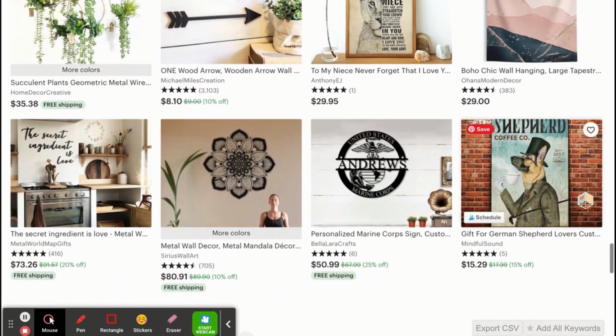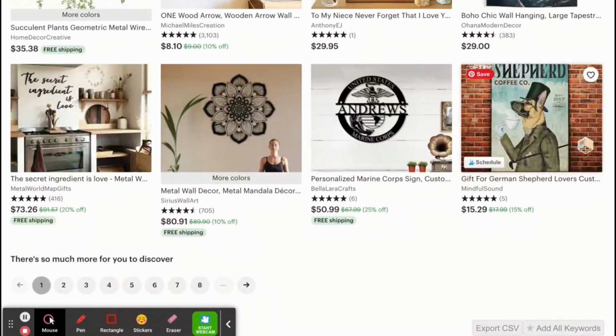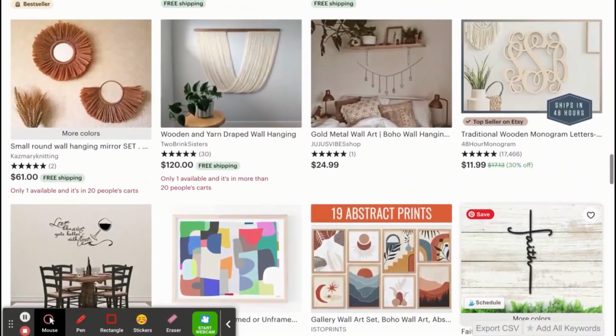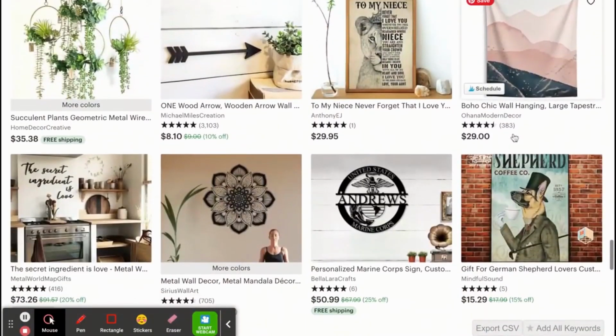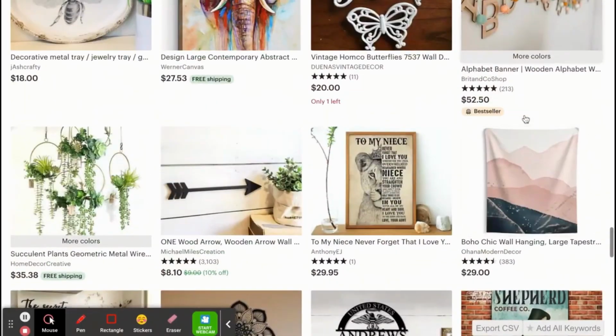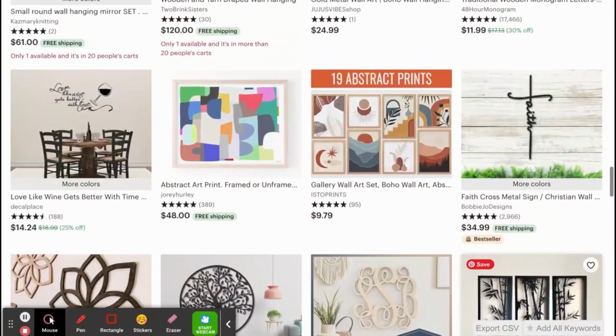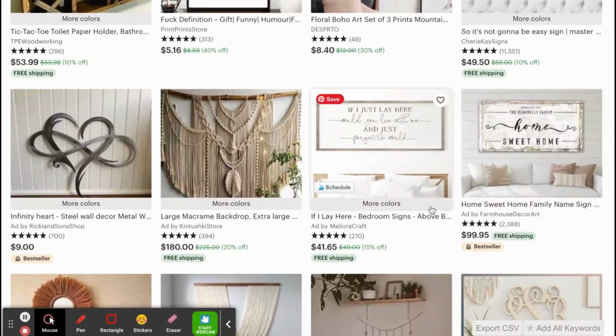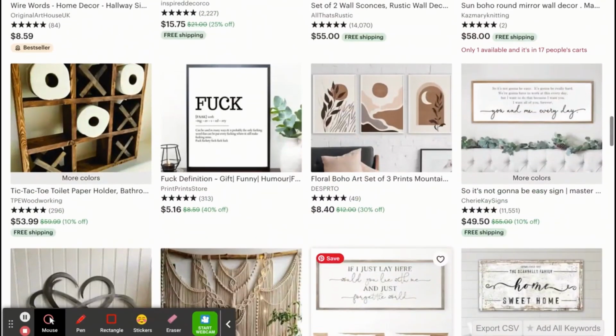So I'm kind of getting ideas just by scrolling through. So from my first scroll, the things that I like are something like this, the tapestry, and see if there's an opportunity there. And if I scroll up, I'm going to see if inspirational signs that may be smaller are going to sell well on Amazon.